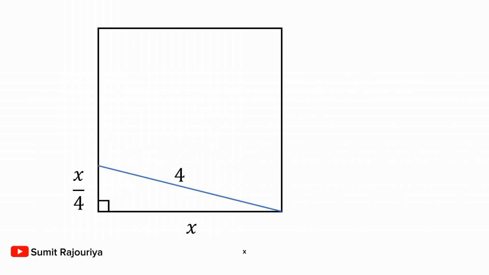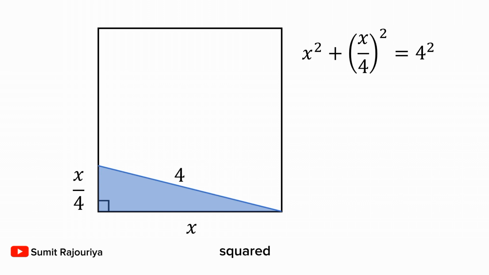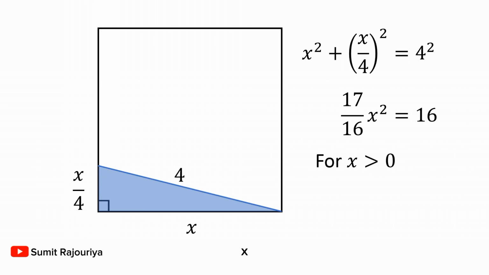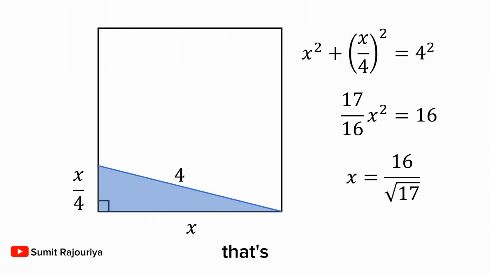We can now solve for x because we have a right triangle and we're going to use the distance formula. x squared plus the quantity x over 4 squared is equal to 4 squared. This means 17 over 16 x squared is equal to 16. And for positive x, we have a value that x is equal to 16 all over the square root of 17. And that's the answer.